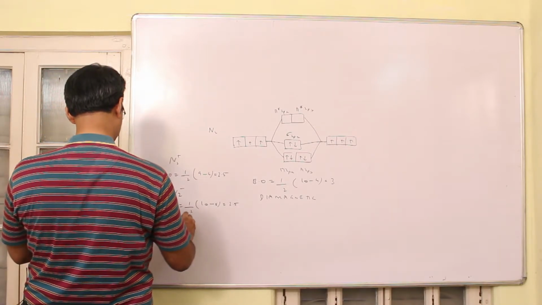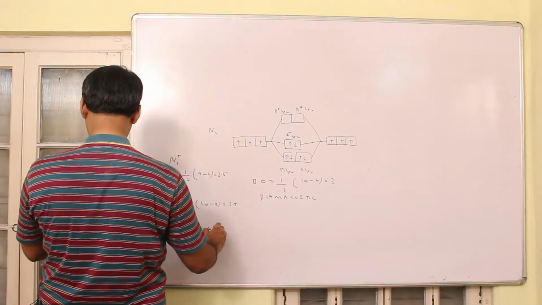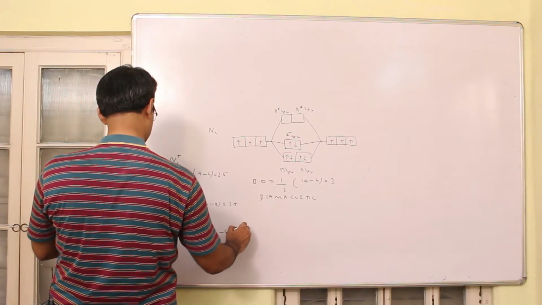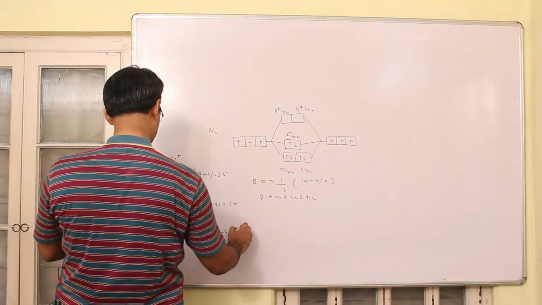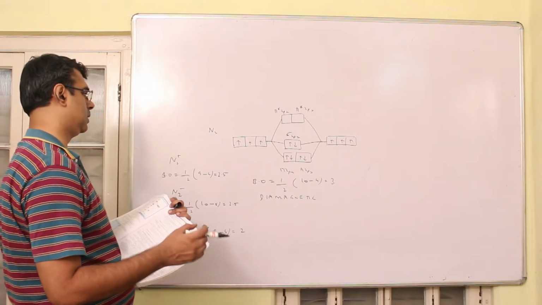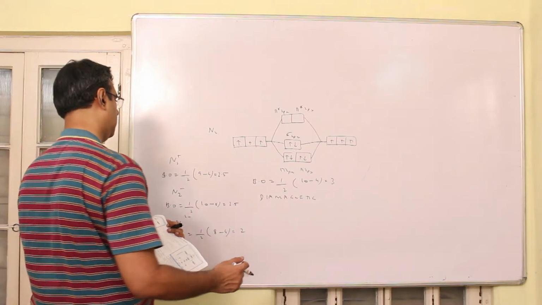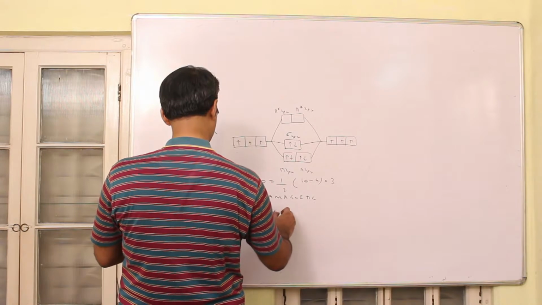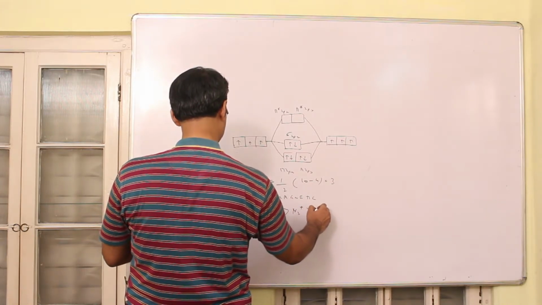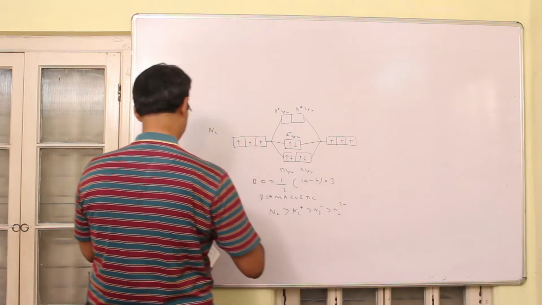Then have a look at N2 2 minus. So the bond order will be half into 8 minus 4, that is equal to 2. Now you know that bond order is equal to number of bonds. So if there are more bonds, it will be more stable. So the order of stability will be N2 greater than N2 plus, greater than N2 minus, greater than N2 2 minus.